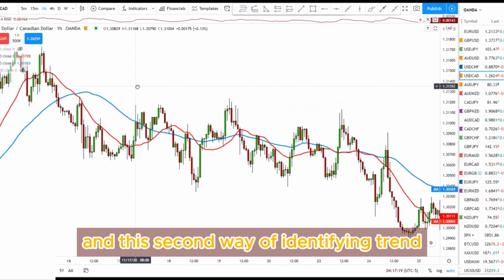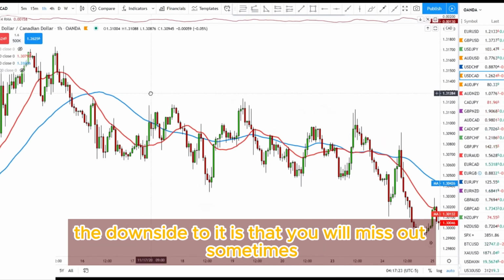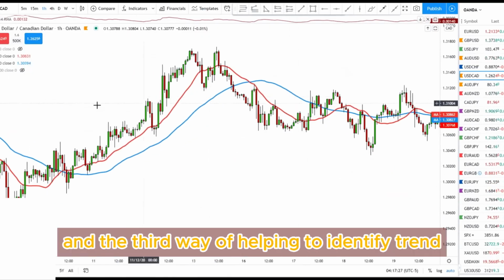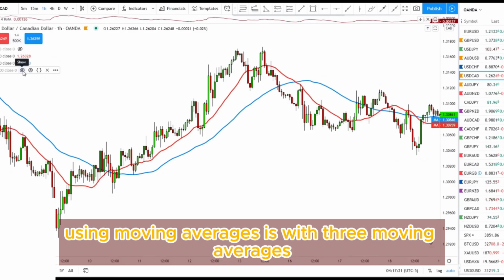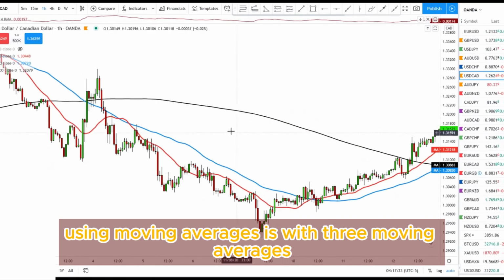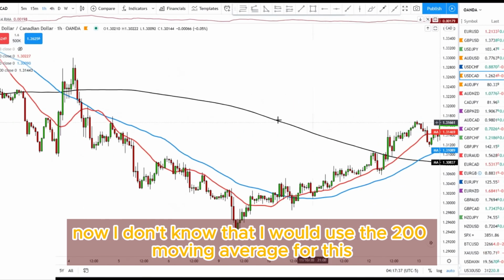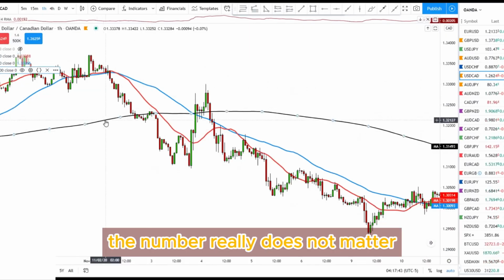And this second way of identifying trend, the downside to it, is that you will miss out sometimes on the initial reversal in price. And the third way of helping to identify trend using moving averages is with 3 moving averages. Now, I don't know that I would use the 200 moving average for this. You could use whatever would be larger than a 50 or lower than a 20. The number really does not matter.